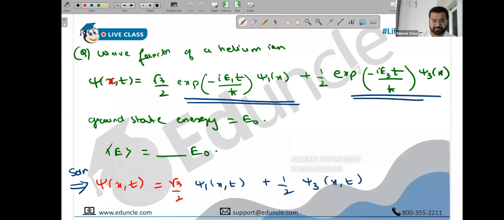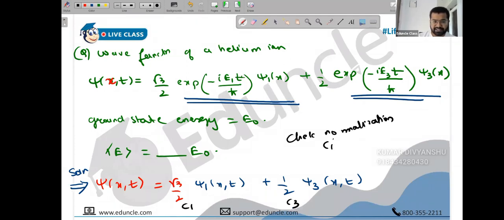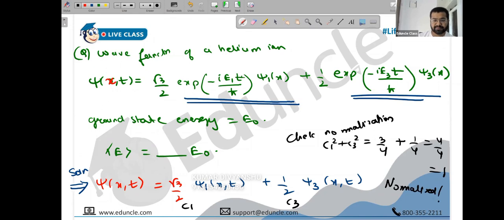So again, we can first check normalization, people. Check normalization. Okay. This is C1, okay, and this is C3. So let's check C1 square plus C3 square. So what do we have? Root 3 by 2 square, that's 3 by 4. 1 by 2 square, that's 1 by 4. So this is 4 by 4, which is 1. This is normalized, people.